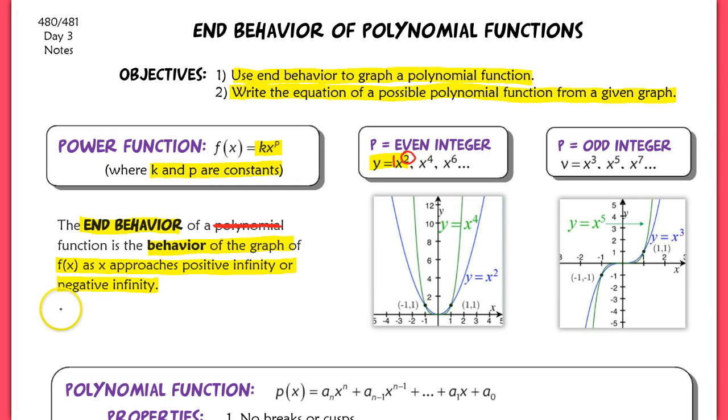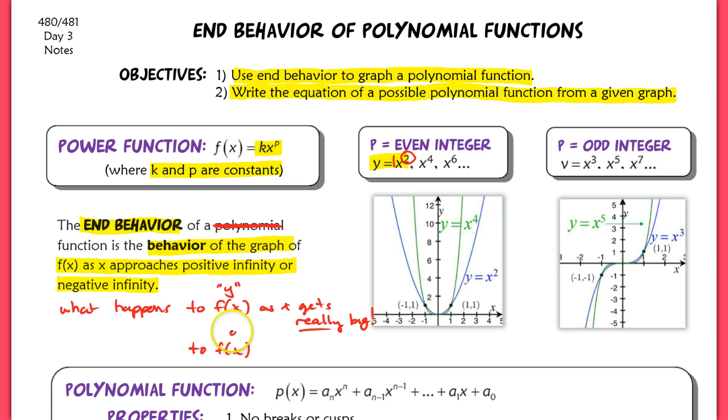So this is what happens to your function outputs, which we would call f of x, because those represent the y outputs, as x gets really big. And we're talking huge, because we're trying to approach positive infinity. And it also is what happens to your function values as x gets really small, so as it approaches negative infinity.